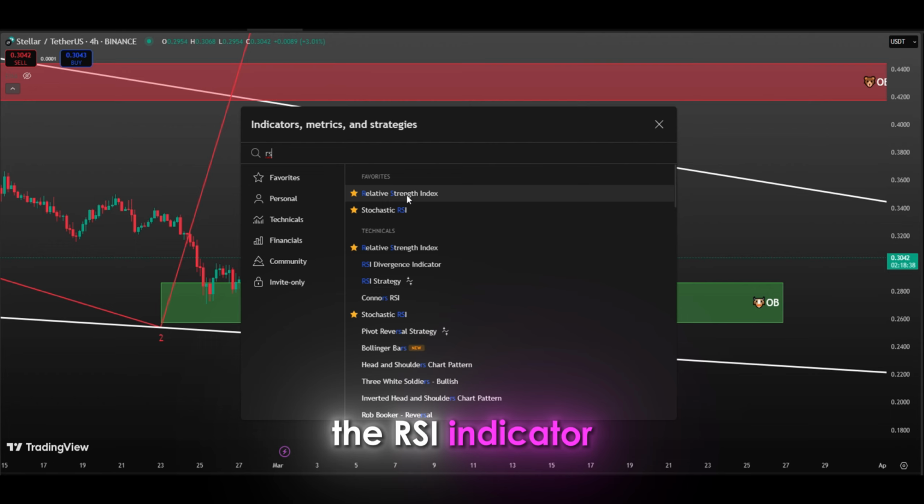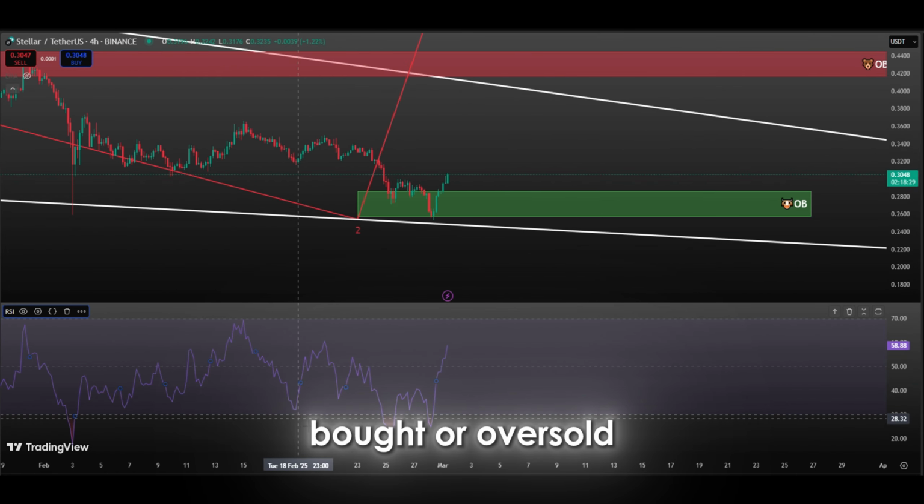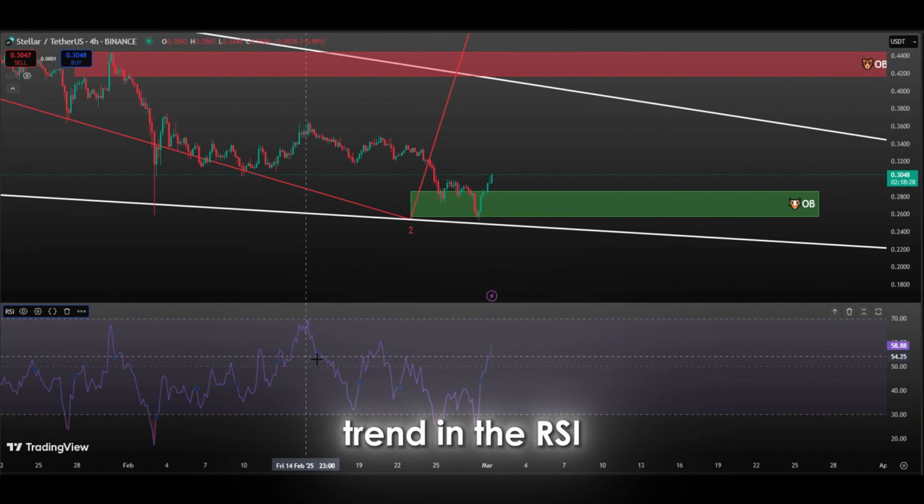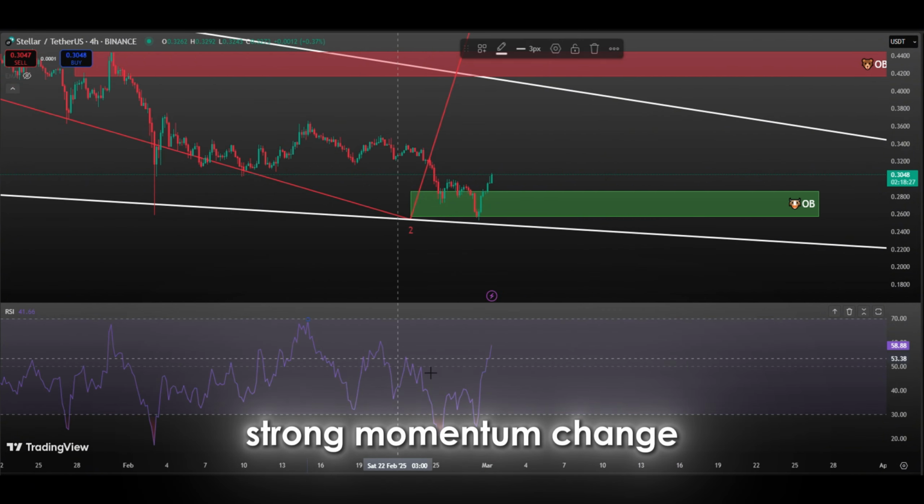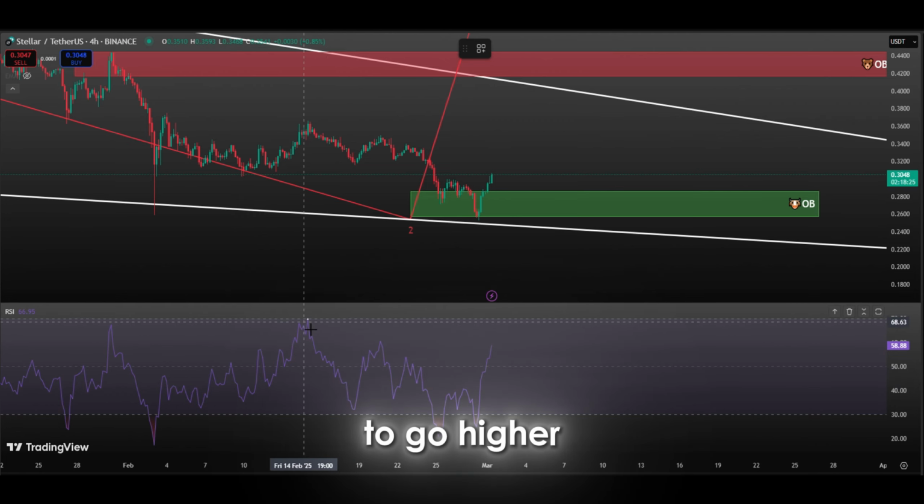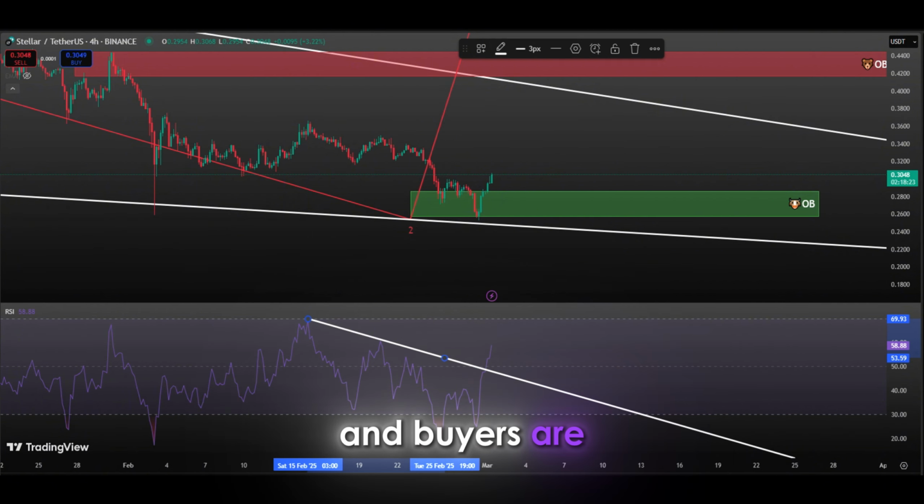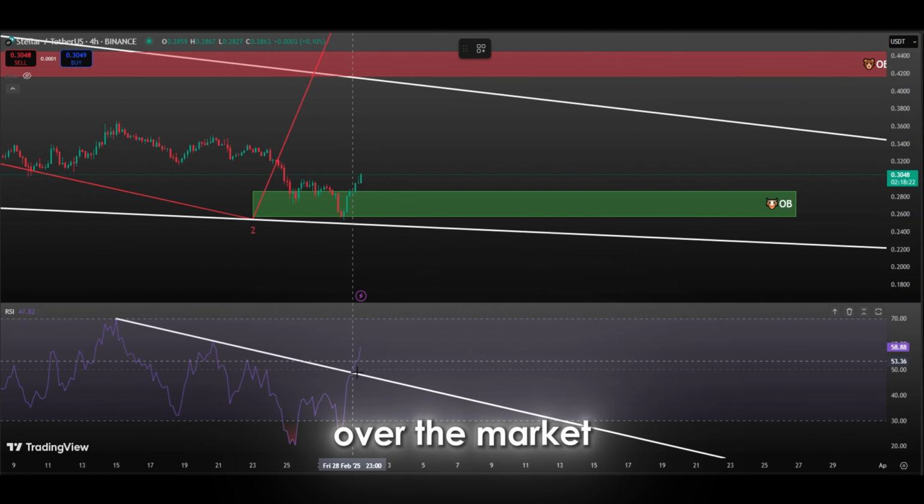The RSI indicator is a momentum indicator used to determine whether prices are overbought or oversold. And a break of the downtrend in the RSI usually means a strong momentum change. Such a breakout can be a signal for prices to go higher, as it indicates that the selling pressure in the market is starting to subside, and buyers are gaining more control over the market.